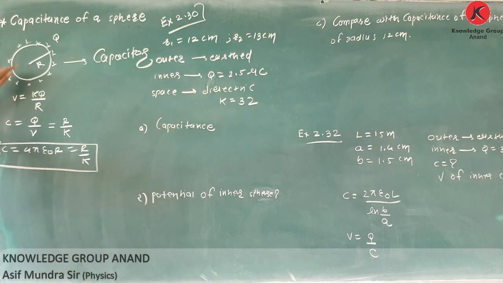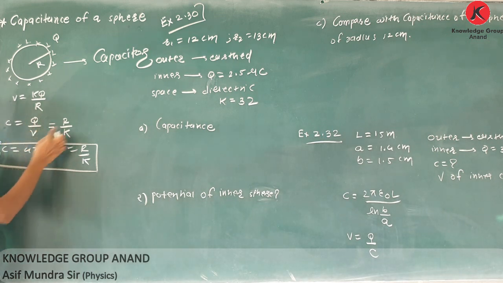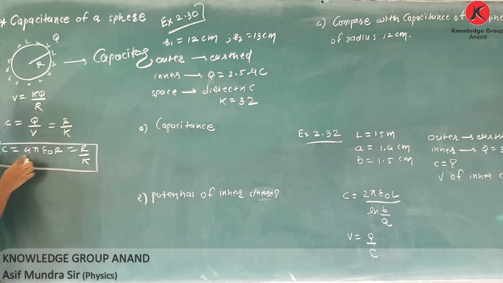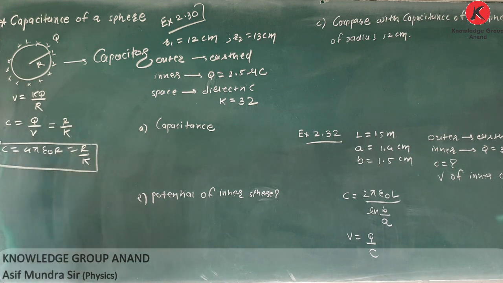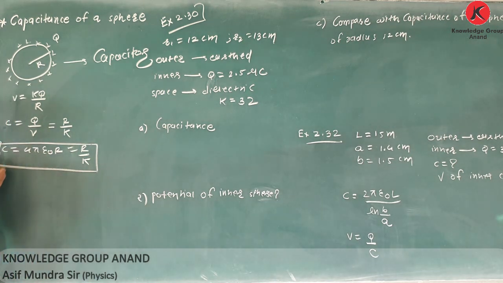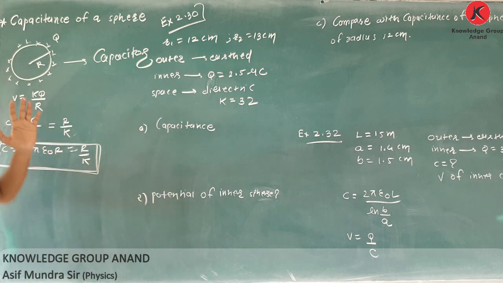If the charge on the sphere is Q and the radius is R, then potential V is equal to KQ upon R. C is equal to Q upon V, so C is equal to R upon K, where K is 1 upon 4 pi epsilon 0. So C is equal to 4 pi epsilon 0 R. You have to remember this equation. For a single sphere of radius R, the capacitance is equal to 4 pi epsilon 0 R.